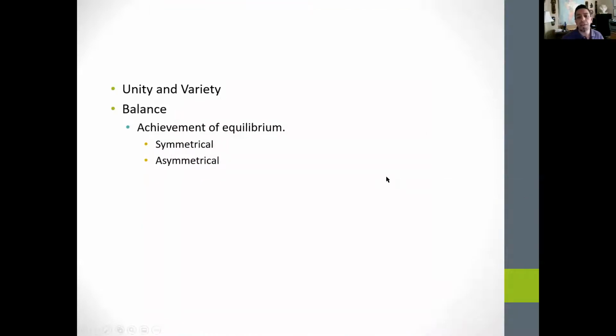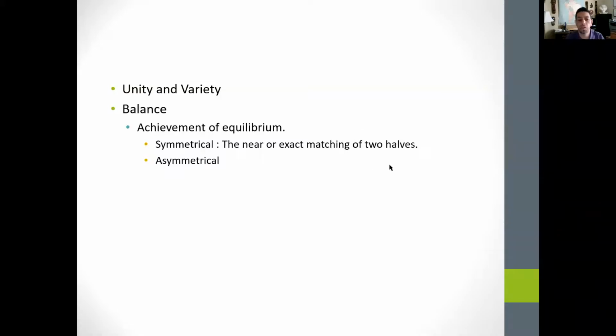The next one is going to be balance. Balance is really interesting. You can achieve balance in two ways. You can achieve it symmetrically, or you can achieve it asymmetrically. Symmetrical is the easier one. And I like this definition because it says the near or exact matching of two halves.